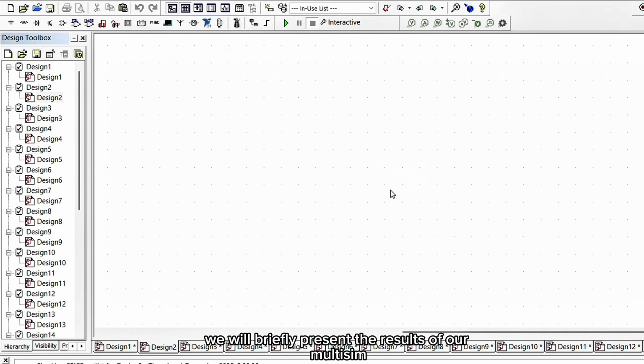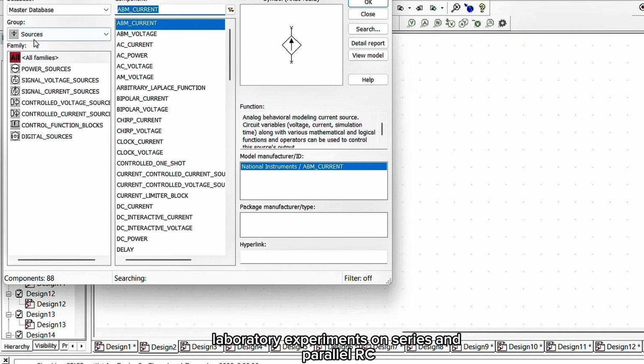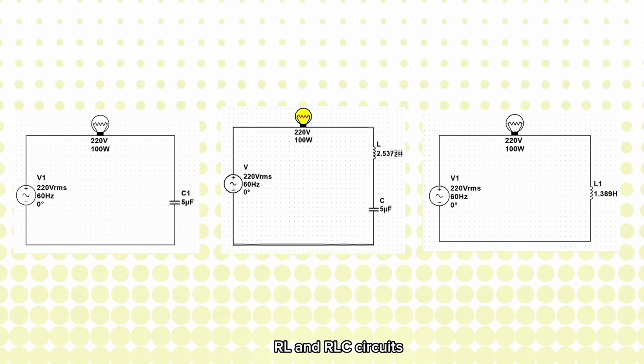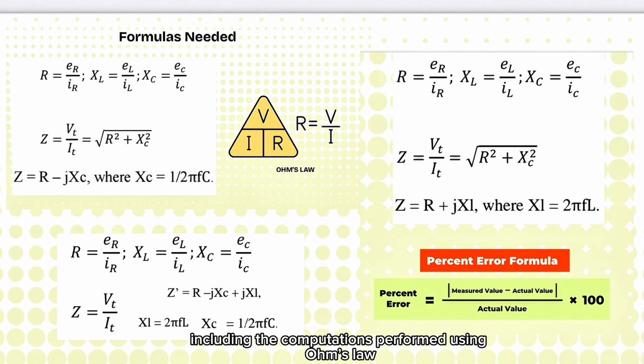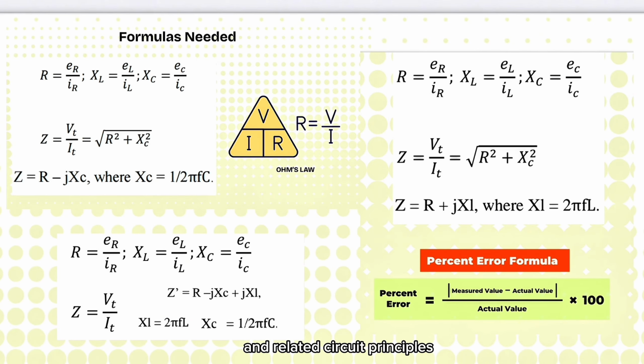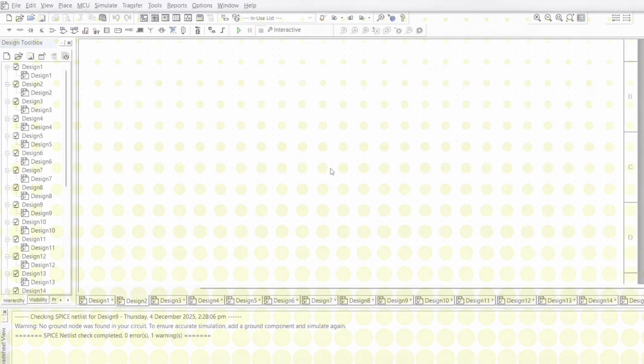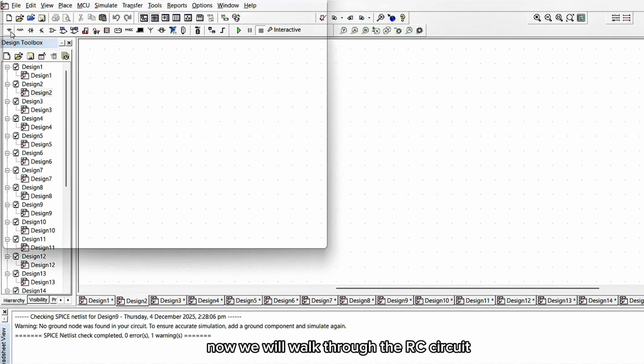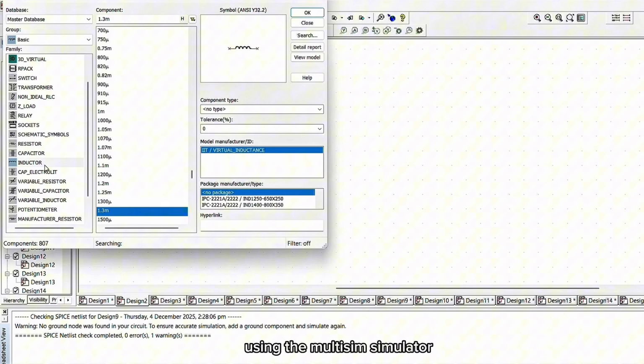Good day everyone, today we will briefly present the results of our Multisim laboratory experiments on series and parallel RC, RL, and RLC circuits, including the computations performed using Ohm's law and related circuit principles. Now, we will walk through the RC circuit using the Multisim simulator.